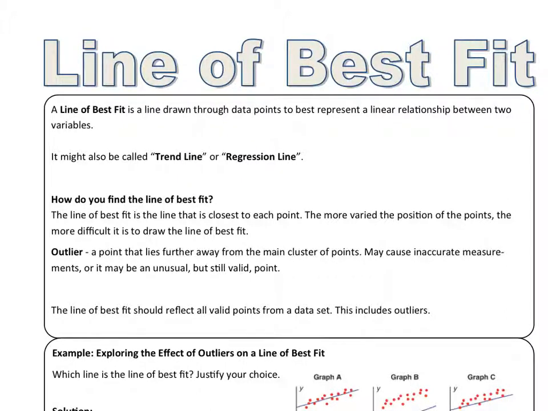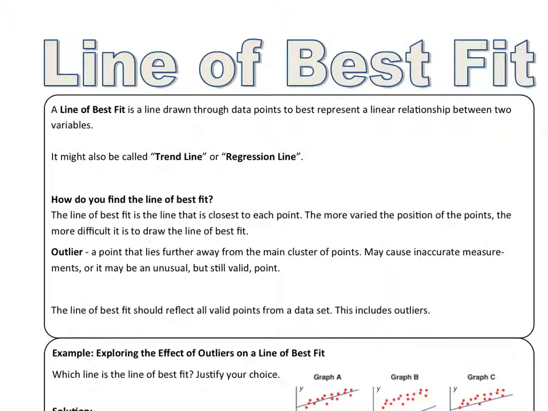Hey guys, this morning we're going to do a lesson on the line of best fit in terms of scatter plots. So a line of best fit is a line that you can draw through the data points on your scatter plot, and it's going to best represent a linear relationship between the variables. In some cases, this is called a trend line, or another term for it is a regression line. So if you see either of those two terms, trend line or regression line, they mean the same thing as a line of best fit.